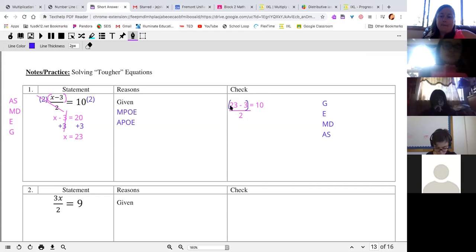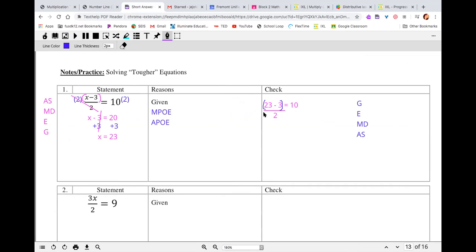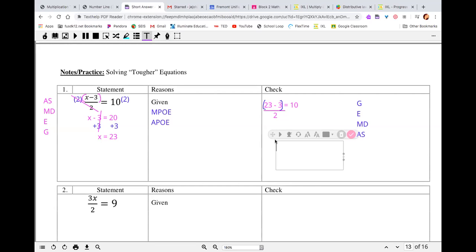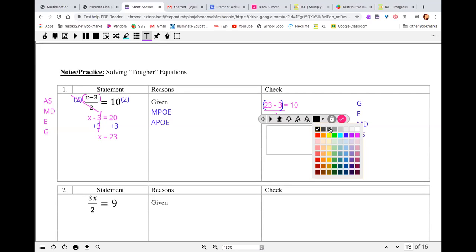Divide. Okay, we can try dividing. What is this divided by 2? How can I divide that? 23 minus 3 divided by 2. Okay. So can I divide first? I have a group now. Do I want to divide first, or do I want to simplify the group first? Group. Yeah, I'm going to start with my group. Okay. So 23 minus 3 is 20. Okay.